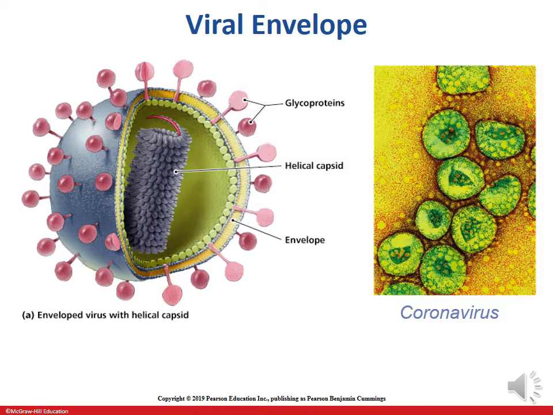Obviously, if it's made of phospholipids, and especially if it's coated in glycoproteins that came from the host cell, you can see why the immune system has a real hard time going after these, because if they look like something that belongs, they're going to get ignored.